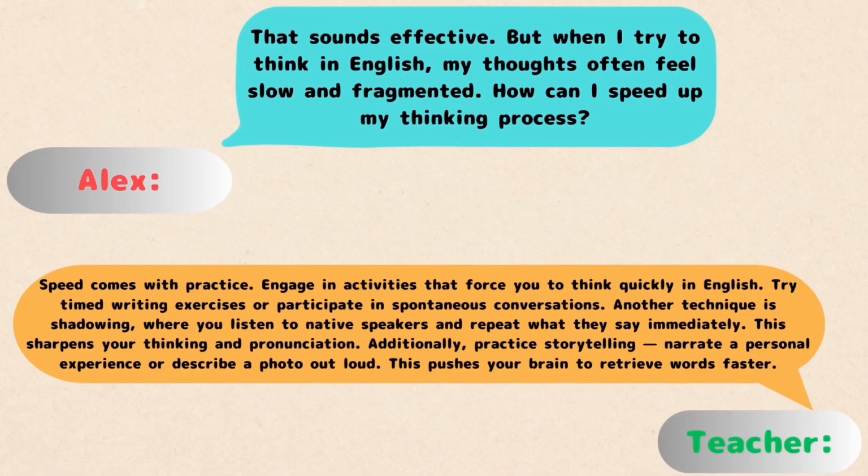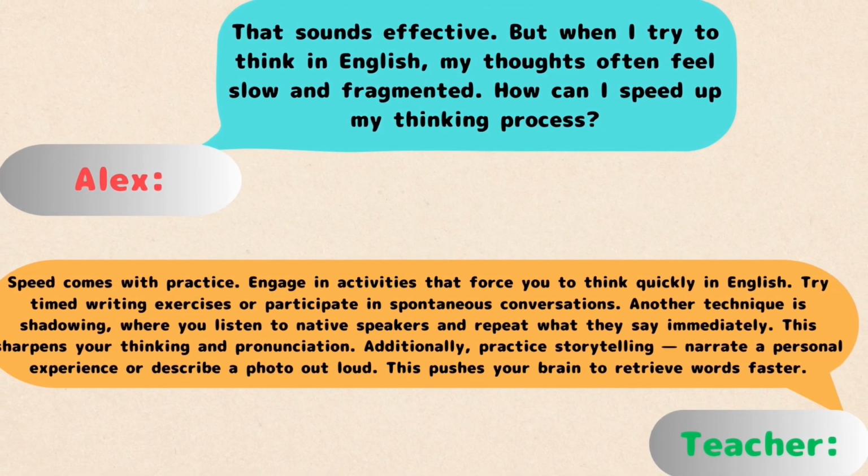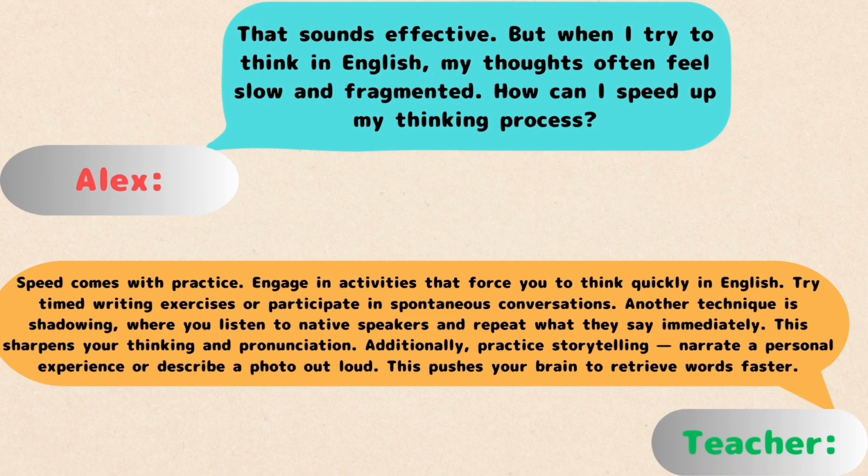That sounds effective. But when I try to think in English, my thoughts often feel slow and fragmented. How can I speed up my thinking process? Speed comes with practice. Engage in activities that force you to think quickly in English. Try timed writing exercises or participate in spontaneous conversations.